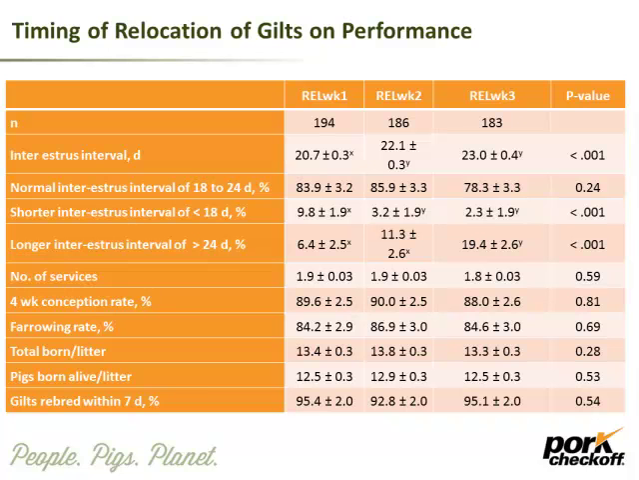He took measures of reproductive efficiency over here on the left-hand axis. He looked at things like number of services, their conception rate at 4 weeks, farrowing rate, total born per litter, pigs born alive, and then the gilts rebred within 7 days after their first parity. Essentially he found no differences between any of the measures that he took between the treatment groups. So from this data, it can be determined that it's safe to relocate your gilts anytime after their first estrus is detected up until the week that they're bred.